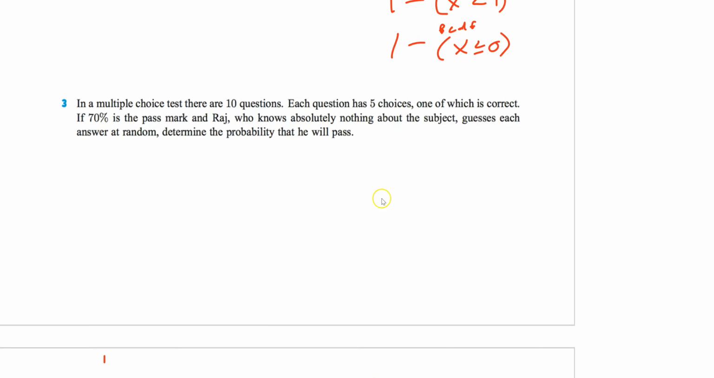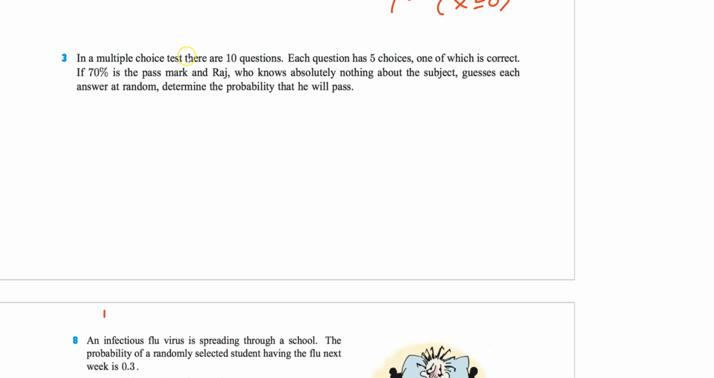Now, sometimes it might be a little tricky, like this one. In a multiple choice test, there are 10 questions. Each question has 5 choices, one of which is correct. If 70% is a pass mark, and Raj, who knows absolutely nothing about the test, that's all my students, guesses each answer at random, determine the probability that he will pass.